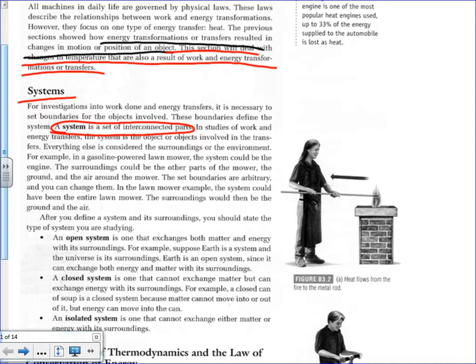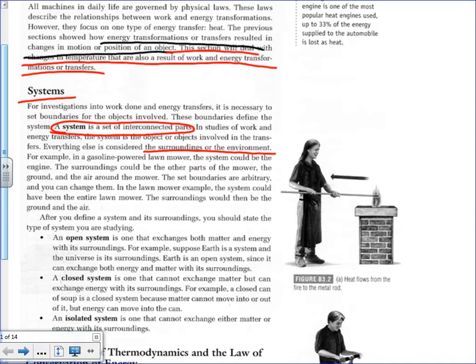Now, there are different kinds of systems. In studies of energy transfers, a system is the object or objects involved in the transfers. Everything else is considered the surroundings. So the surroundings are the environment. For us, our surroundings would be the air in this room, and things like that.